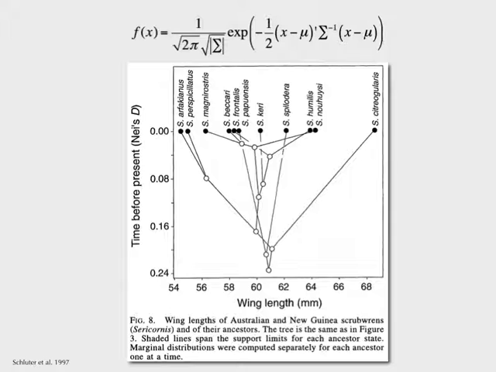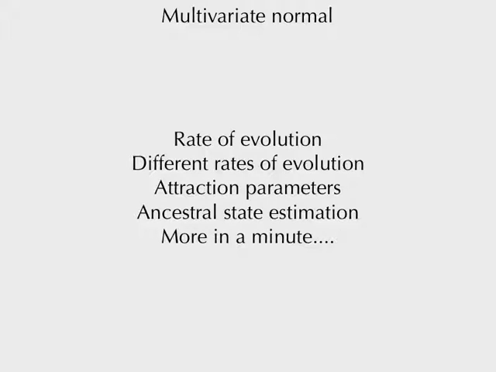The point here on the x-axis and y-axis is that it's based on time. You have a chronogram. And so it can do this basic multivariate normal equation and use this for looking at rates of evolution, rates faster or slower. We look for different rates. We try looking at different attraction parameters. We try doing ancestral state estimation and even more.